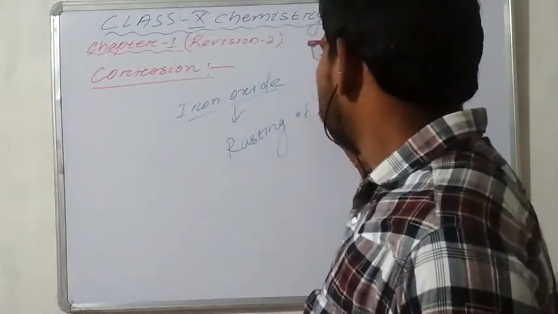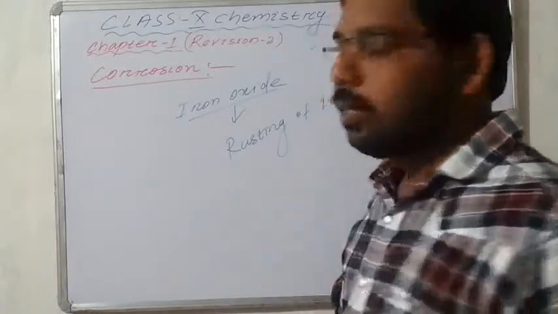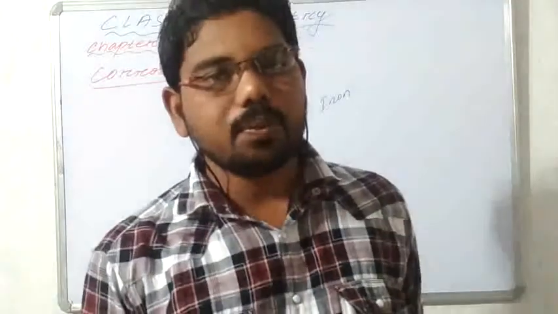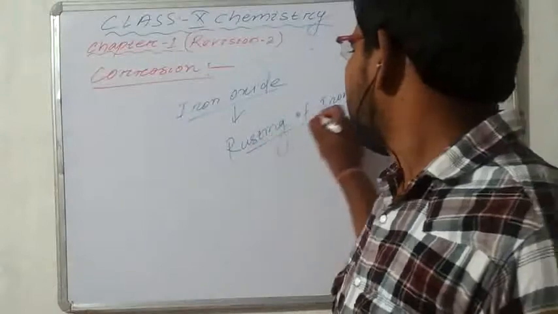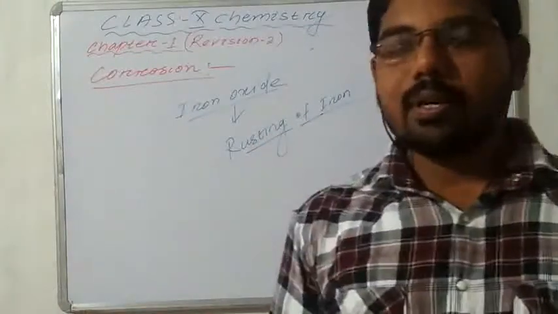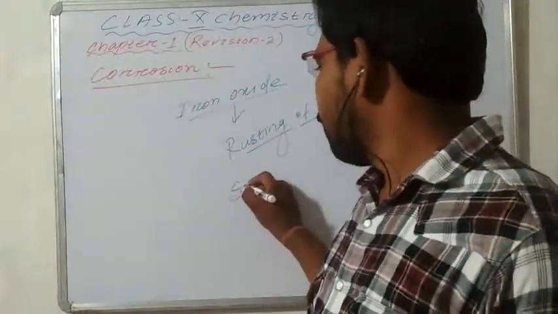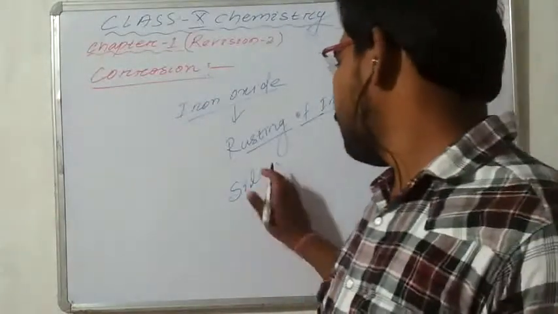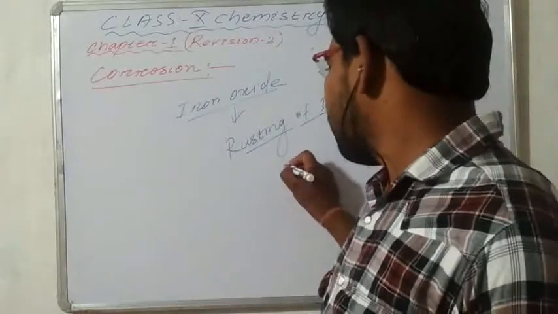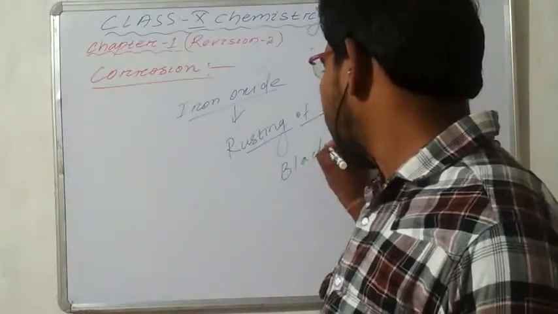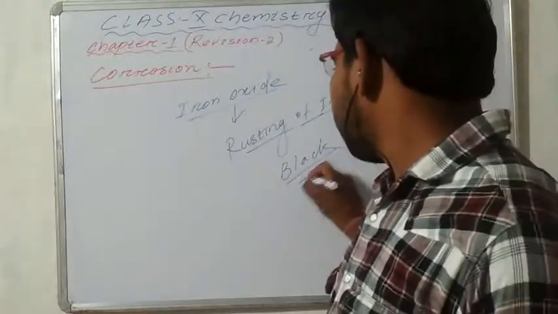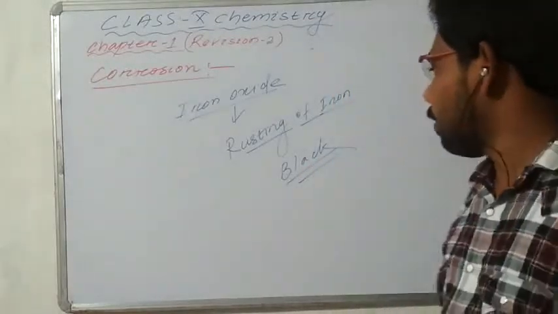Rusting of iron. When iron reacts with oxygen and changes into iron oxide, this process is known as rusting of iron. Or another metal like silver also reacts with atmospheric oxygen and changes into a black substance, or a black layer. This is known as the oxide of silver.